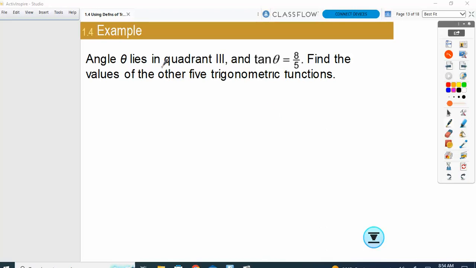Any ideas what I could do? There's really a couple different ways to think about it. Okay, we know cotangent automatically, don't we? Cotangent would have to be what? 5/8. So that's an easy one. So now we just have to get the others.